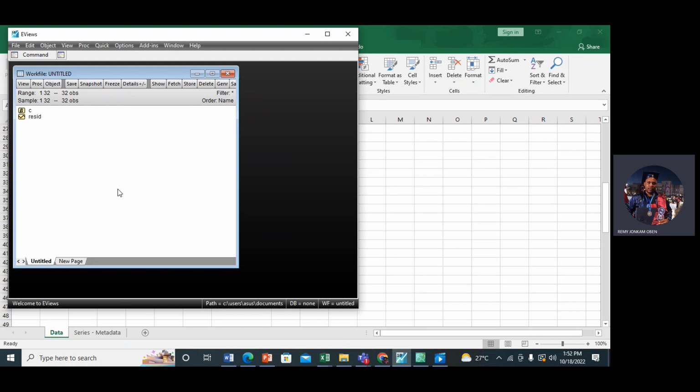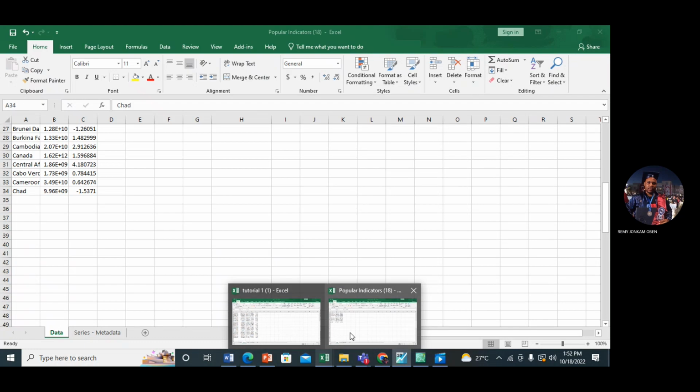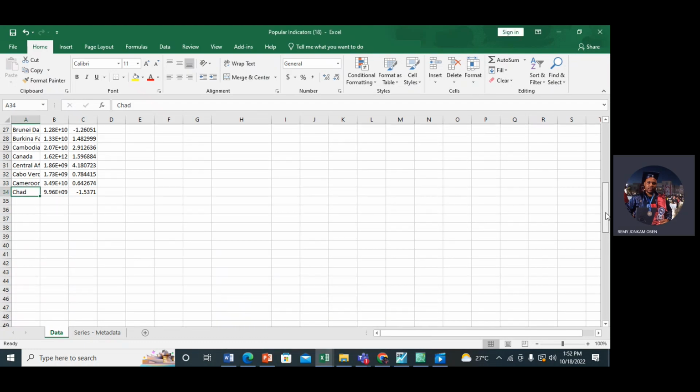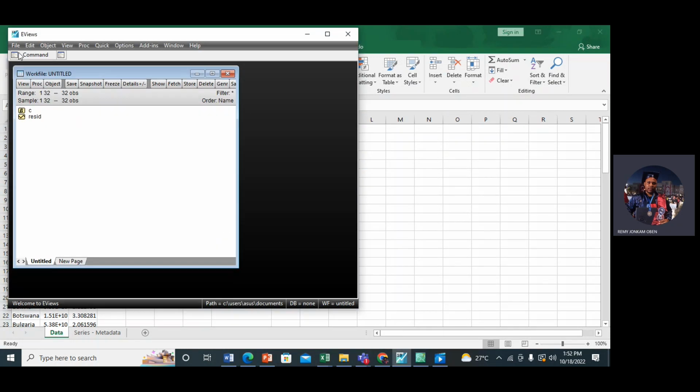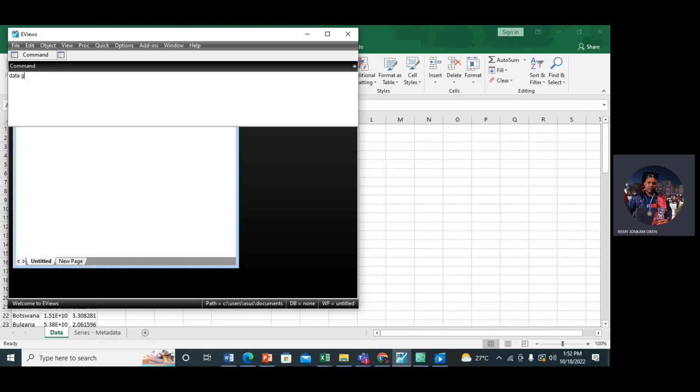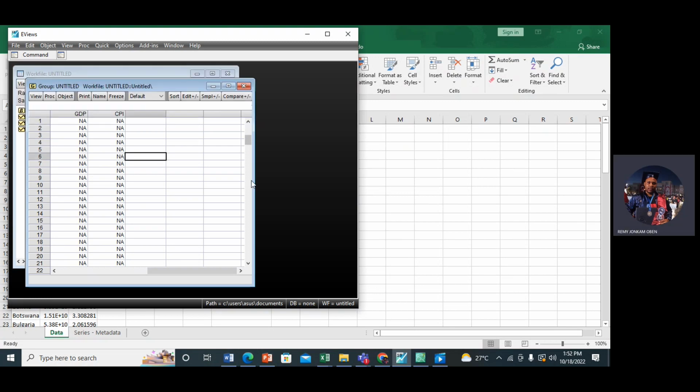Now this is cross-sectional data. Again, I go to the command bar. I have to type in my data. We have just 2 variables here, GDP and CPI, right? So in the command bar, I'll type in data GDP CPI. Once I press enter, you notice what happens.